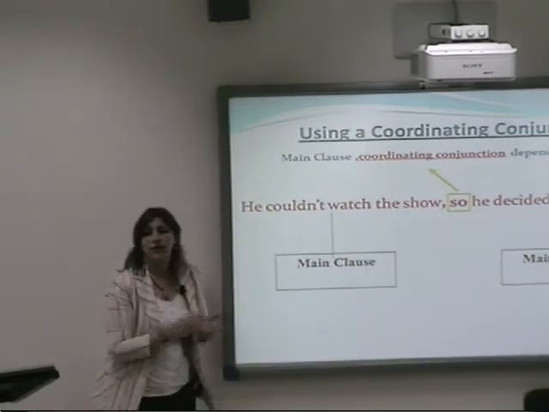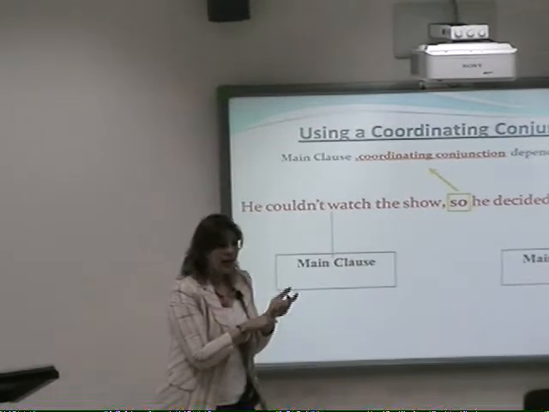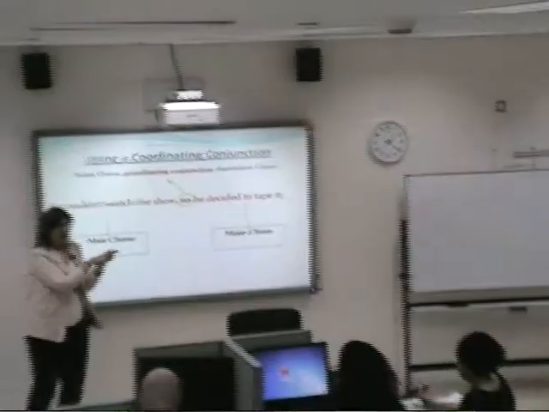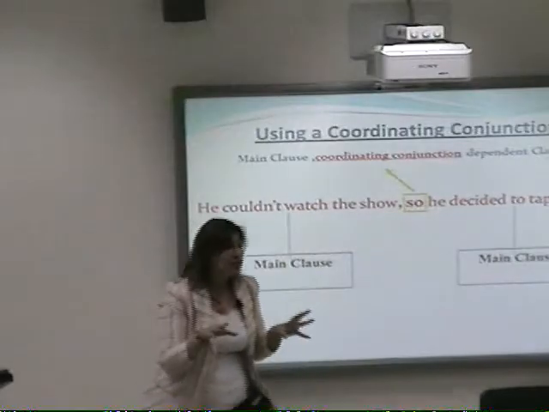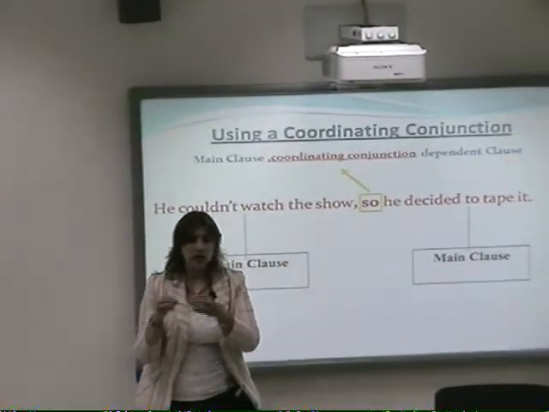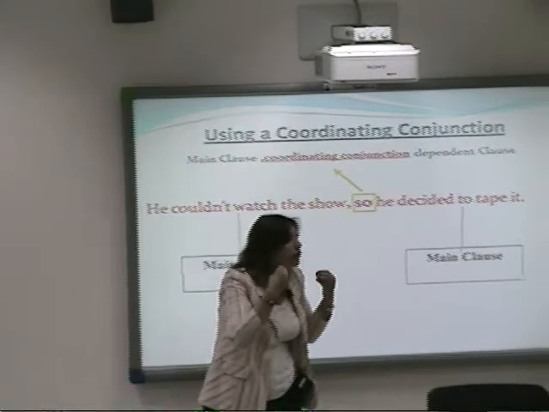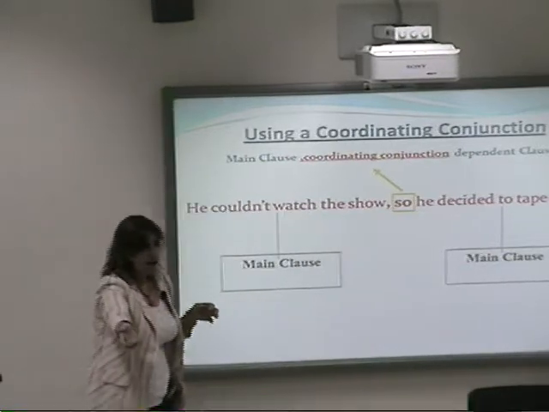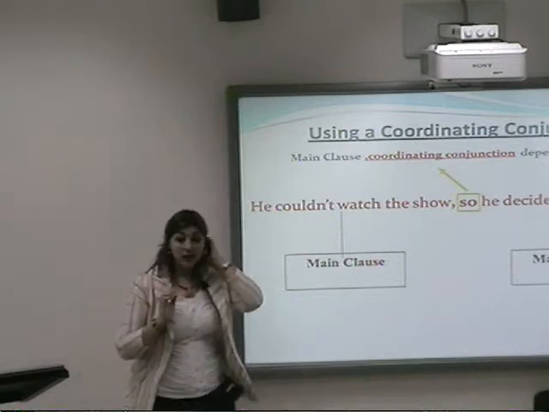So, what are the coordinating conjunctions? But, so, and, so, however, yes. However, it's a transition. What's a transition? It transfers the reader from one idea into the other. That's why you need to use transitions in your writing to transfer your reader from one idea into the other. So, however, it's a transition.